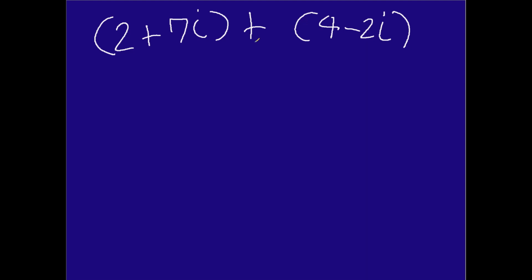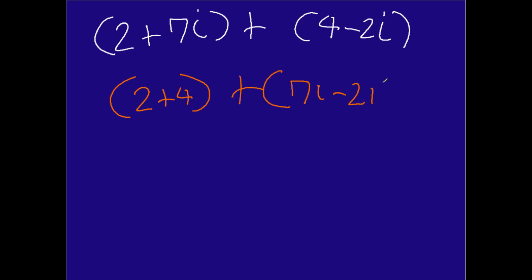Well, what we do here is we combine like terms, or for those of you who are a little bit more comfortable with mathematics, we use the associative property, which means we just combine the like terms. So this is what we end up doing. We take the 2 and the 4 and we put them together inside parentheses. 2 plus 4 plus, and then we take the 7i, put it over here, minus the 2i, like so. So we combine like terms.